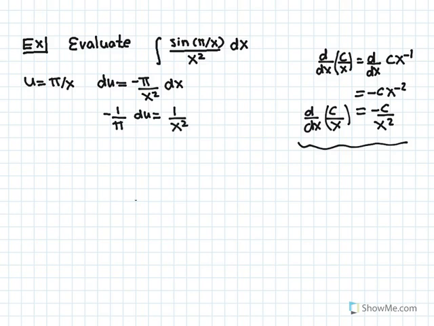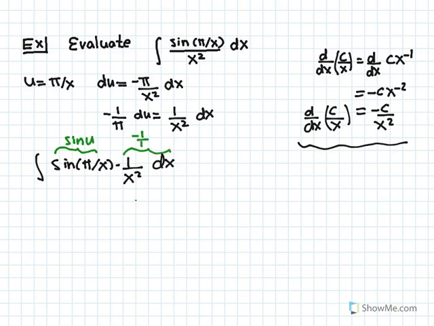So we have the integral of sine of pi over x times 1 over x squared dx. Sine of pi over x, this part is just going to be sine of u. And 1 over x squared dx, this part is negative 1 over pi du. So we have the integral of negative 1 over pi sine u du. Negative 1 over pi is a constant, passes through the integral, and we get negative 1 over pi times the integral of sine u du.